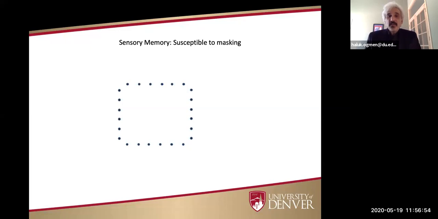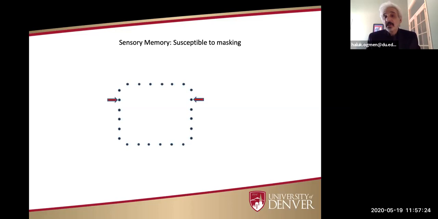Another property of sensory memory is that its contents are susceptible to masking. What does that mean? If I present the letter array, and after the letter array I present another stimulus at the location or near the location of that letter array, what happens? The transients generated by the second stimulus will interfere with the storage into memory of the letter array.